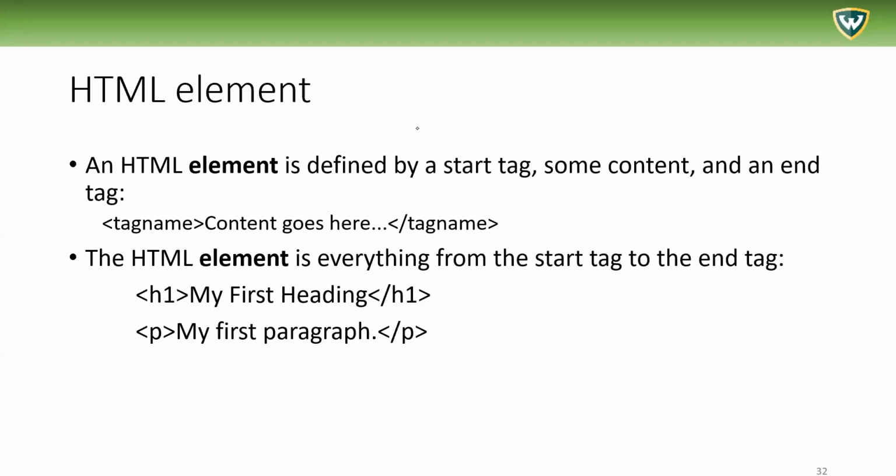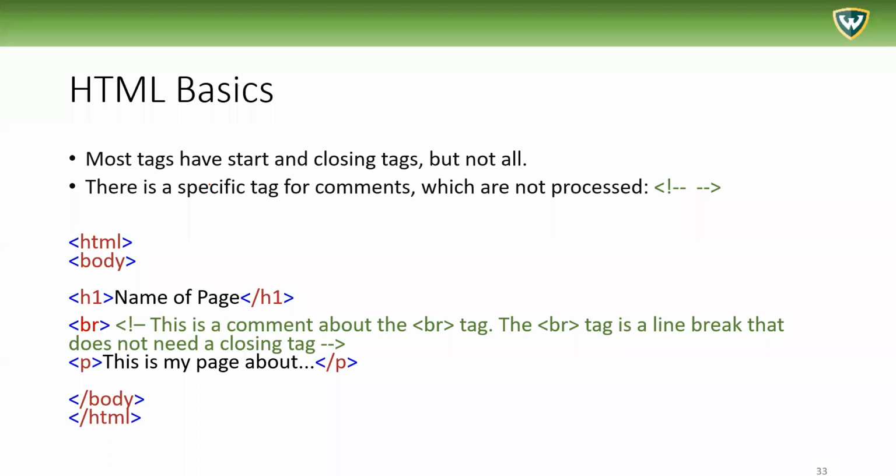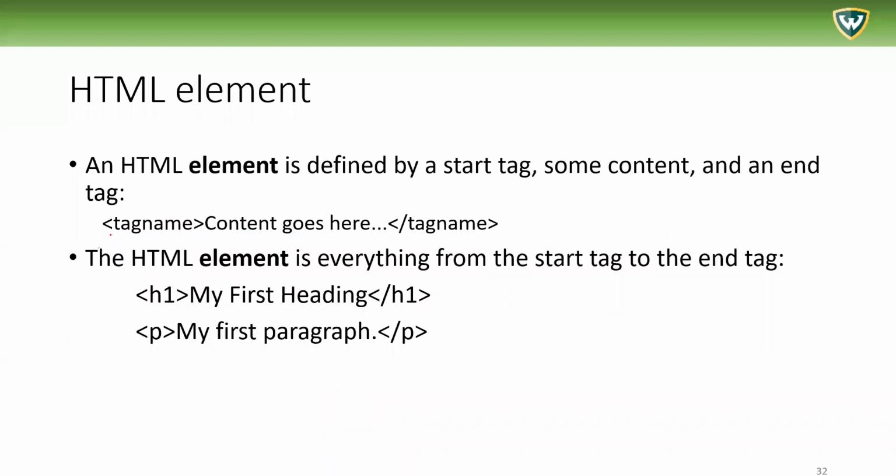Let's talk a little bit about HTML elements. An HTML element is defined by a start tag, some content, and an end tag. So we have a tag name over here, and then a tag name over here with the forward slash. The HTML element is everything from the start tag to the end tag.